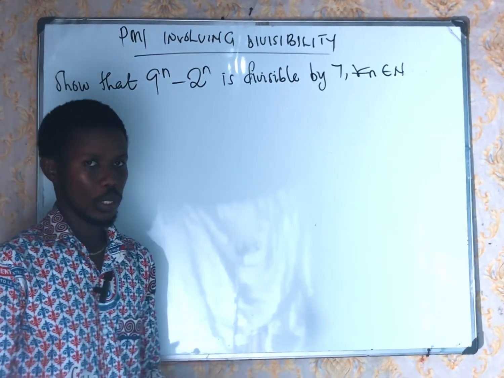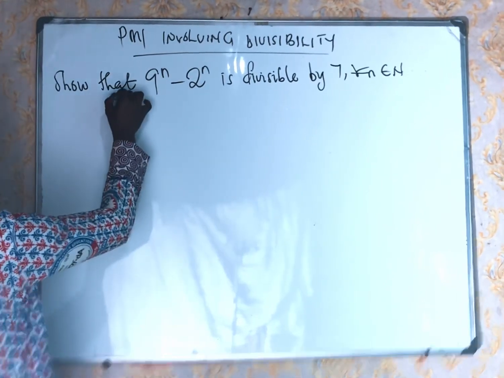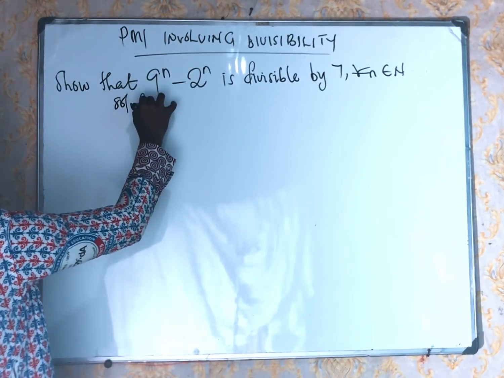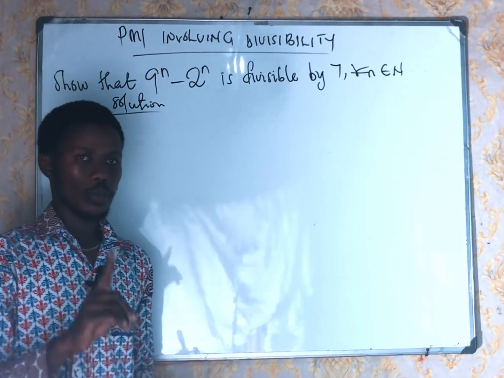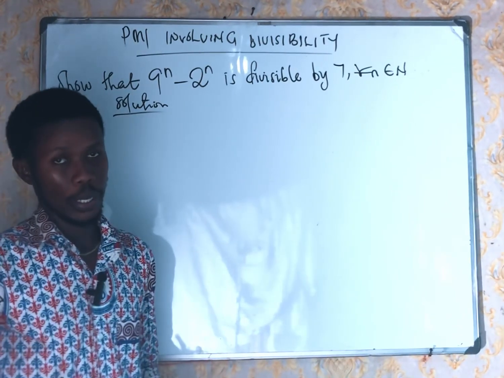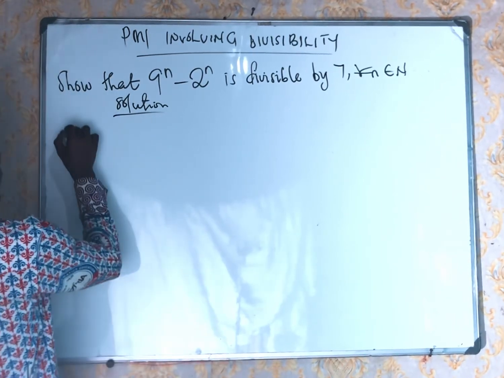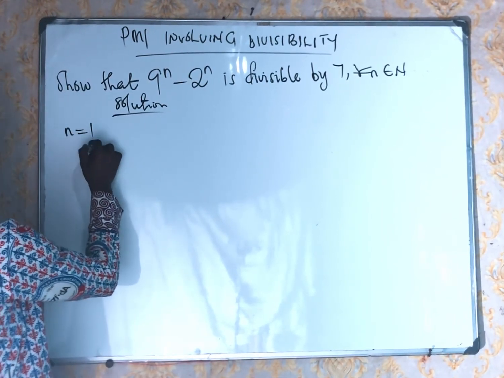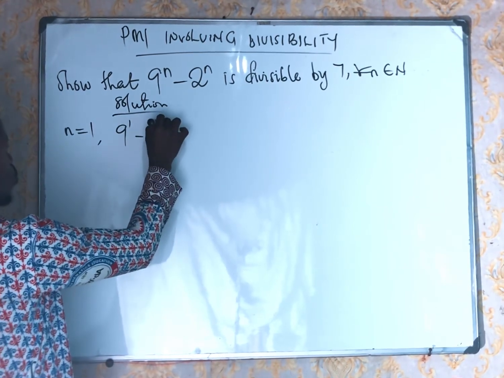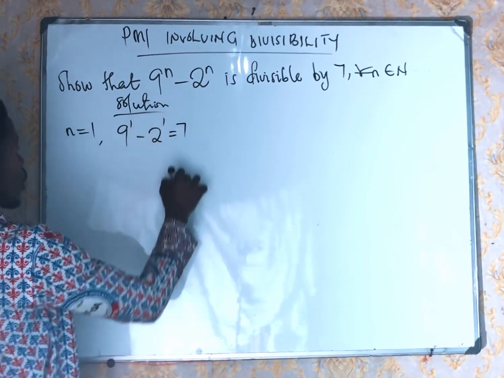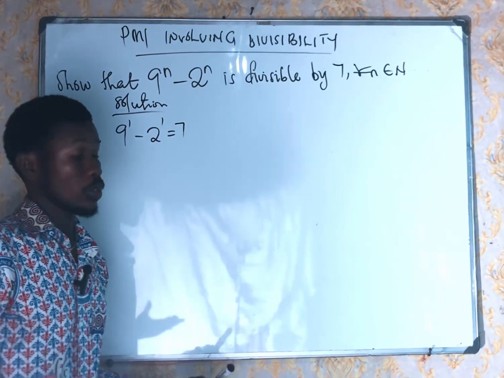How did we solve this? Still, we are using the PMI. My first statement is that n equals 1. So when n equals 1, what happens? That's going to be 9 to the power 1 minus 2 to the power 1, which is 7. So it is proven, 7 is divisible by 7.